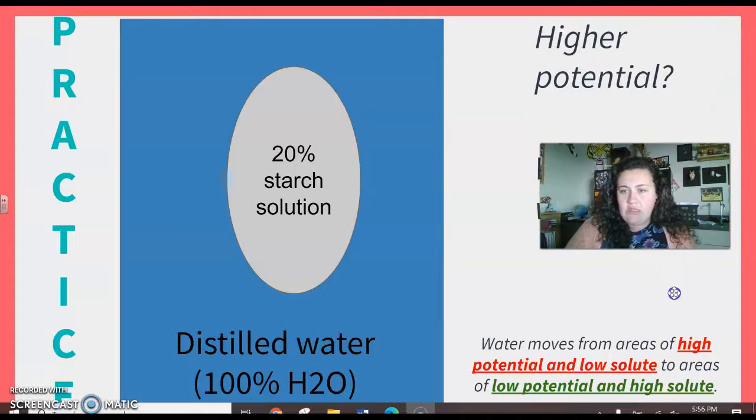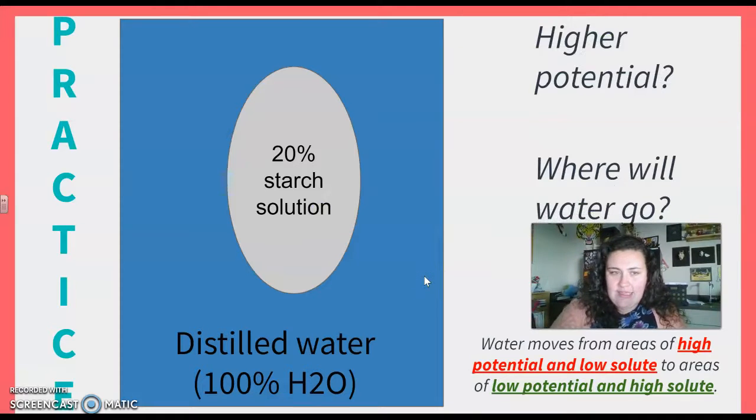Okay, so I want to do a little bit of practice, and it's hard to do with me not being there, but it'd be like that. So let's say I have a cell here, and inside the cell is 20% starch solution, and I put that into 100% distilled water. Which area has a higher potential, inside the cell or outside of the cell?